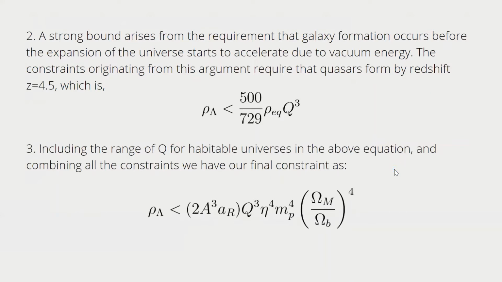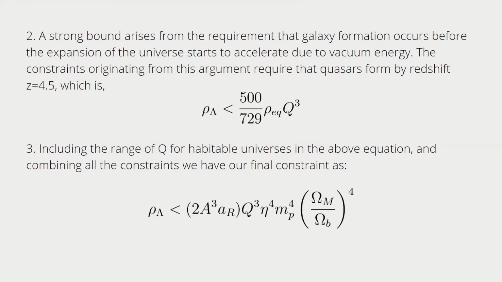A strong bound arises from the requirement that the galaxy formation occurs before the expansion of the universe starts to accelerate due to vacuum energy. It's kind of obvious. The constraints originating from this argument require that the quasars form by redshift of 4.5, which gives the following relation, where rho equality is the energy density at the equality moment, and Q is the primordial density fluctuation. So including both the relations, we get the final relation which is given at the bottom.